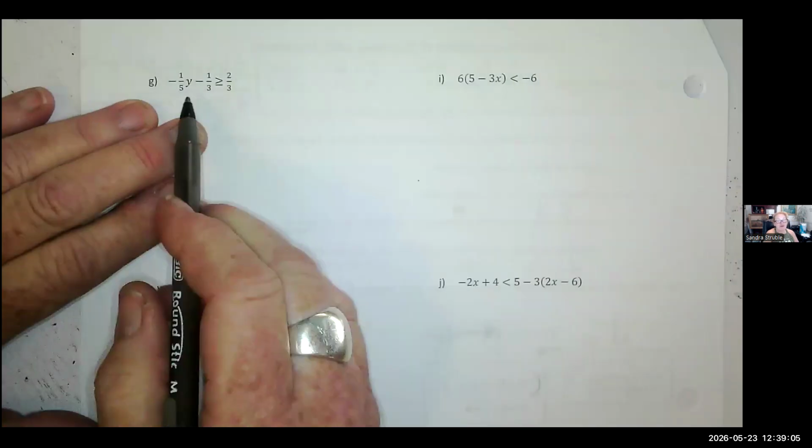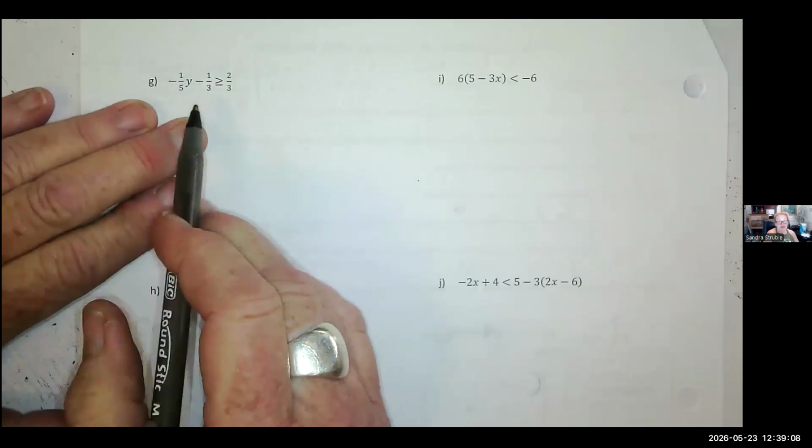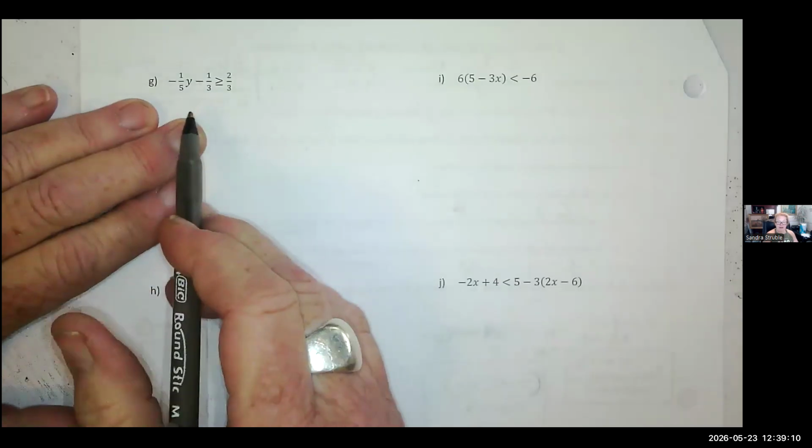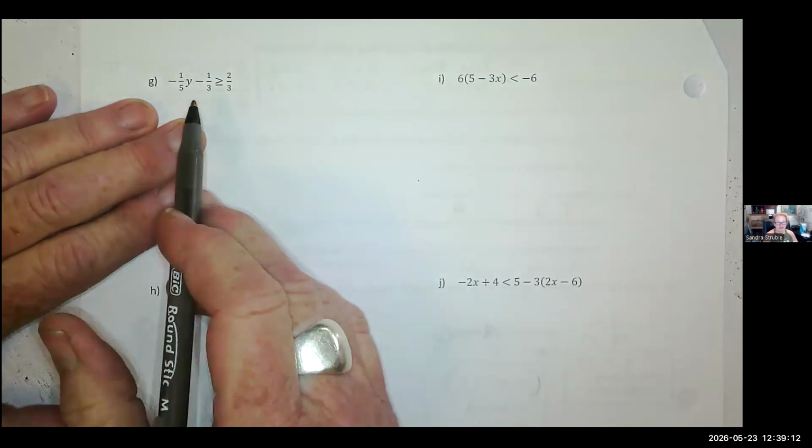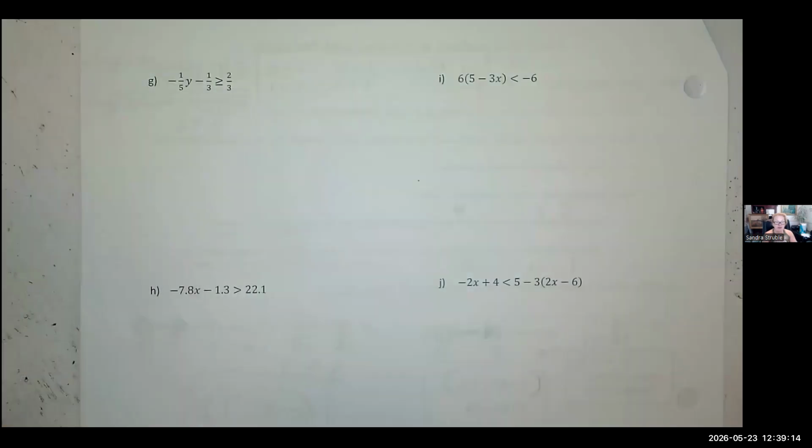Okay, what's your LCD? I want you to pause the video and attempt this one yourself. Start by getting rid of the fractions. This is great practice for you. Get rid of your fractions first. Multiply everything through by your LCD, and then solve for y. It looks like you're going to have to do a flip of the inequality, so be careful with that. Pause and then come back to see how you did.